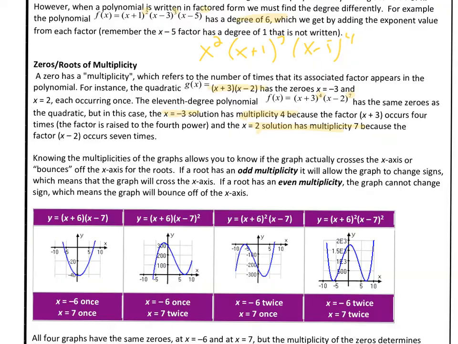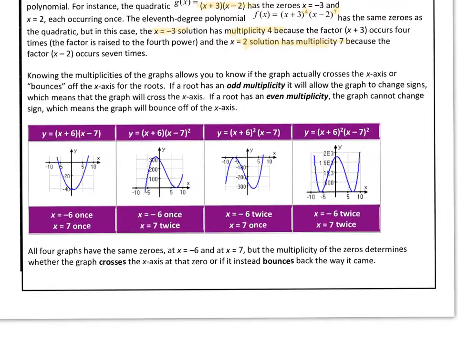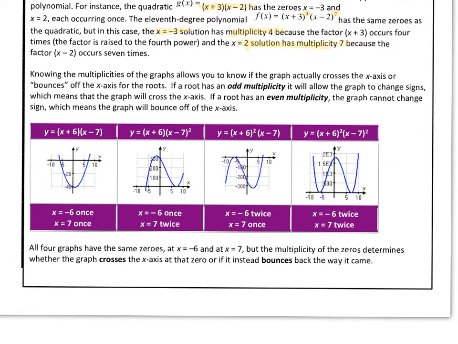Multiplicities show up a little bit different on a graph. If you take a look down here, you can see odd multiplicity, which is talked about in the reading, crosses the x-axis. So odd multiplicity will cross the x-axis, whereas even multiplicity is going to bounce off the x-axis, and that's important that you understand that. So take a look at the picture, and let's see what we got going on here.